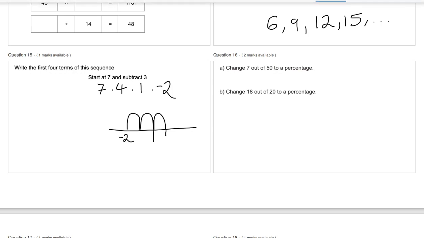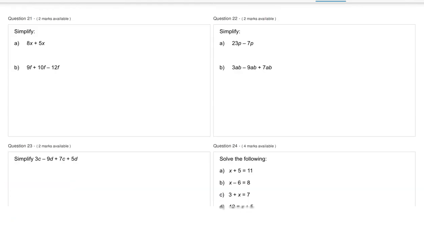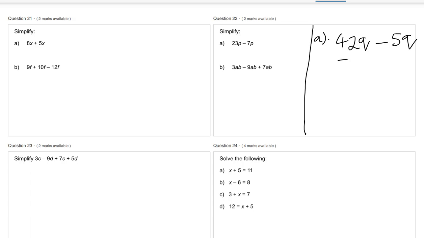Okay? Right, number 22. We want to simplify. I'm going to imagine a similar question to A. Imagine I've got 42q take away 5q. Because the letters are the same, I'm just going to take away the numbers and then put q afterwards. So 42 take away 5 is 37.